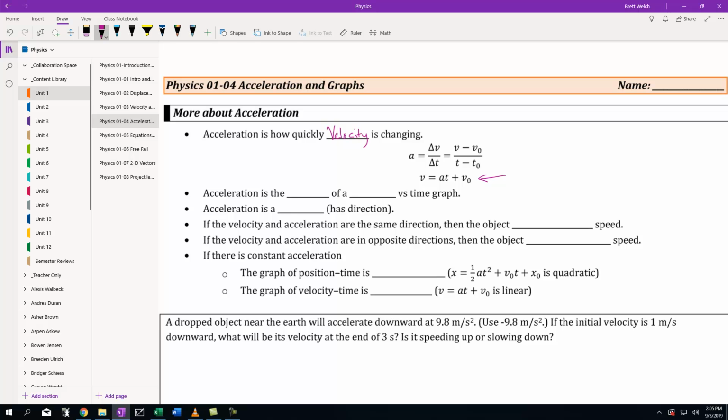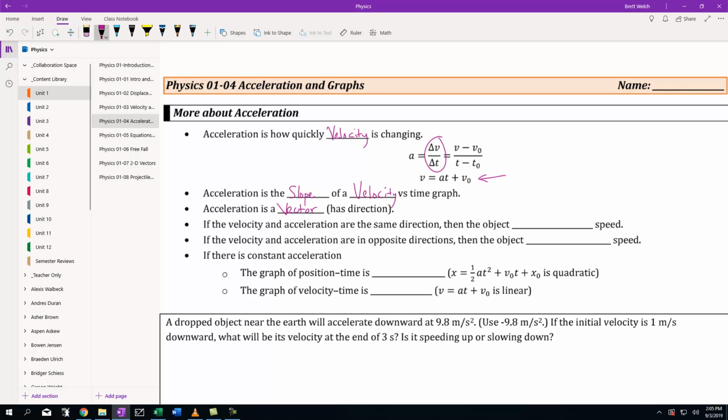But acceleration is the slope of a velocity versus time graph. And if you think about that, if velocity is your y-axis and time is your x-axis, that's why we have delta v over delta t. That would be the slope. Acceleration is a vector. Okay, they do have direction.